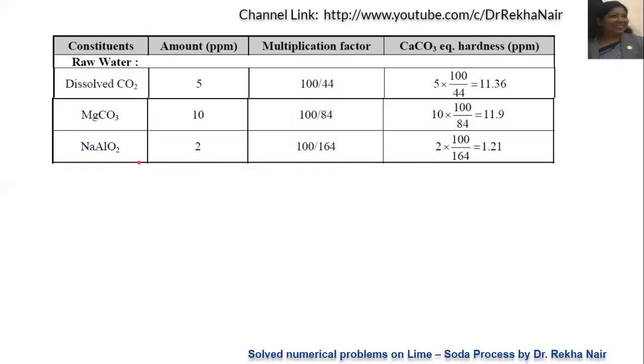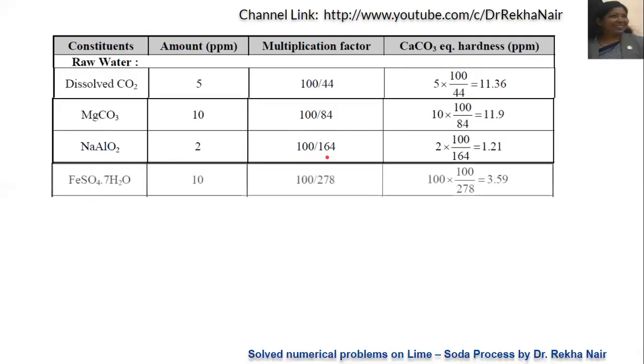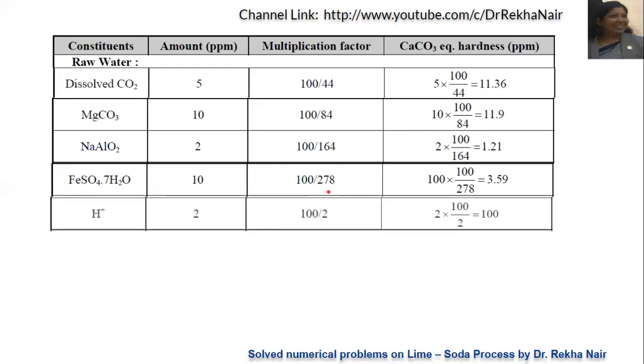Okay. So when the valency is 2, it is 100 upon its molecular weight. And when the valency is 1, it is 100 upon molecular weight multiplied by 2. The reason I have already explained in the previous videos, you can refer to that. Okay. Ferrous sulfate valency is 2. So we can use the molecular mass directly for multiplication factor.